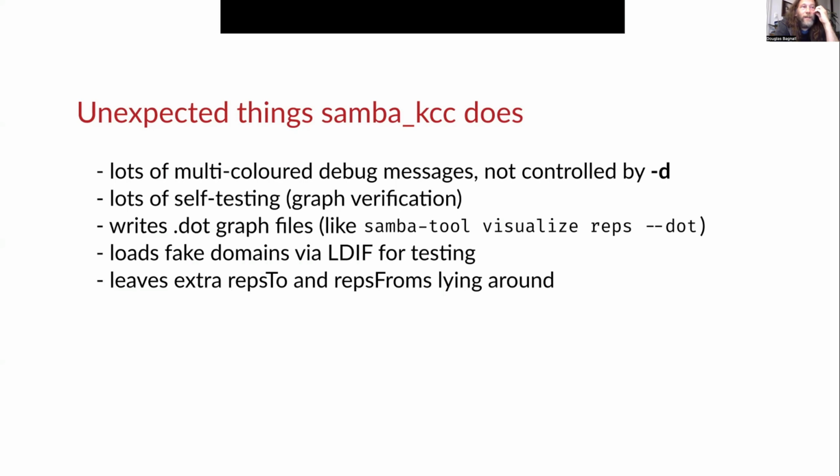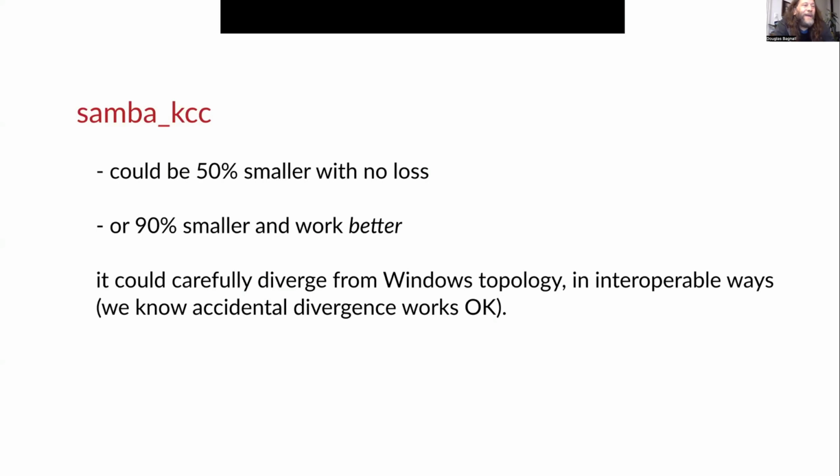So this thing that, as you saw before, what it's actually doing is drawing a simple graph. It's, I don't know, I've forgotten how many thousands of lines, but it's lots and lots that shouldn't be there. And it ends up leaking a few repsTos and repsFroms that shouldn't really be there. And that's actually a good thing. It gives it resilience. And if it didn't do that, we'd probably have much more trouble than we do.